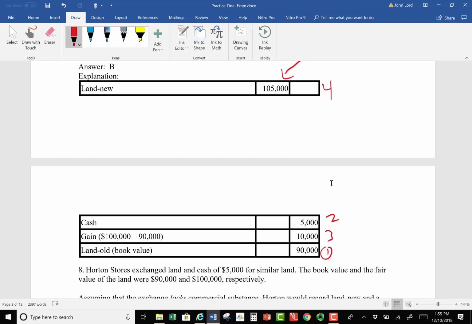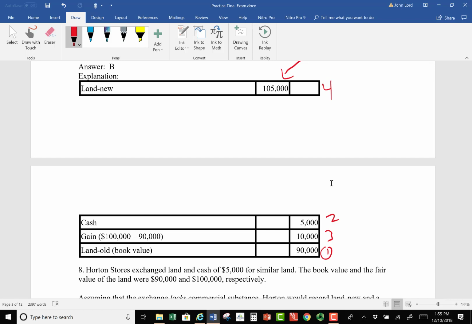And I will, of course, give you partial credit for getting the pieces of the journal entry. CPA exam does not do that. So I'm being more generous to you than the CPA exam here. It does not do that. It only gives you partial credit for an incorrect journal entry.